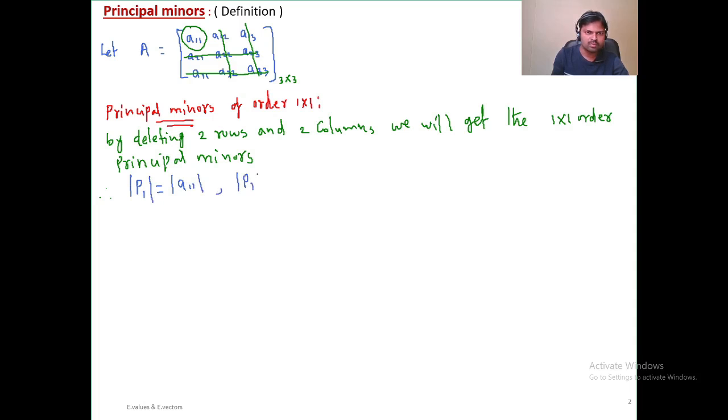Next, the 1 by 1 principal minor. By deleting the second row, second column, third row, third column, you get A11. So second and third is over. Next, first and second: you remove the first and second rows and columns simultaneously, then you are getting A33. So therefore A33.